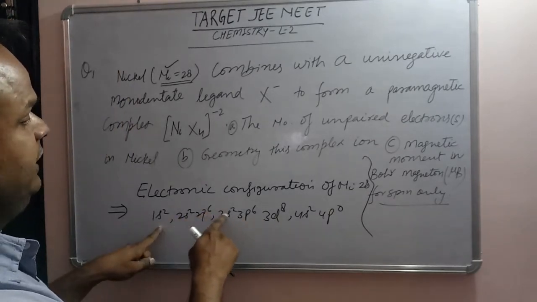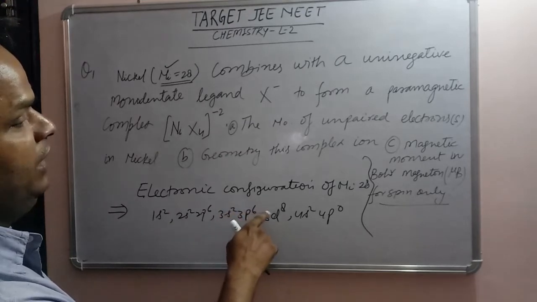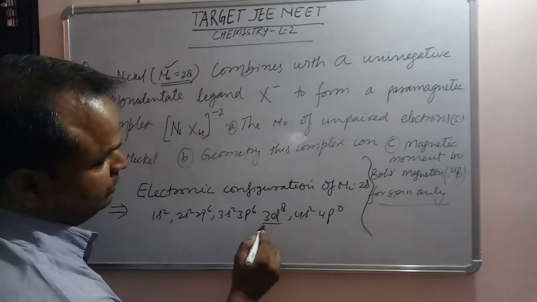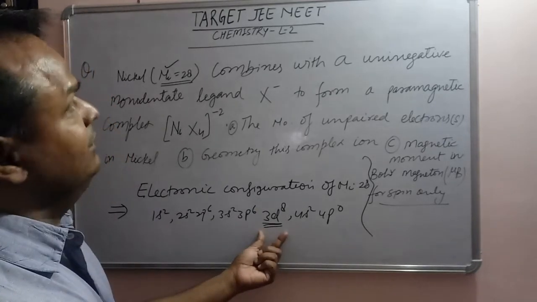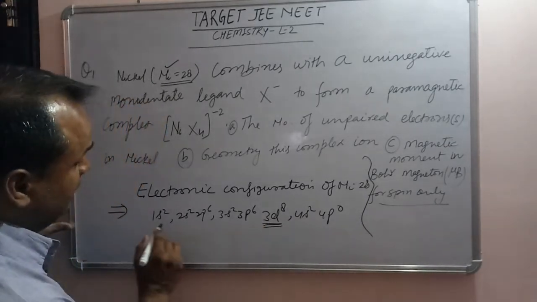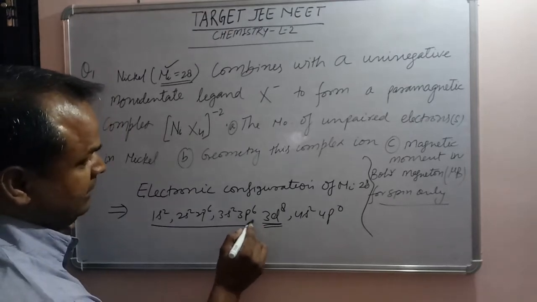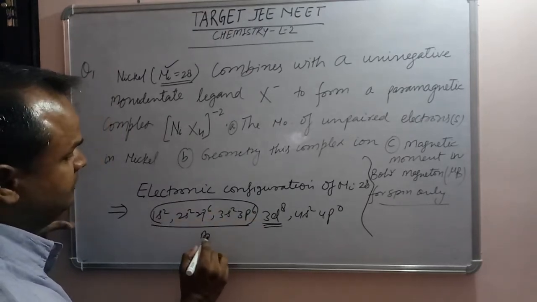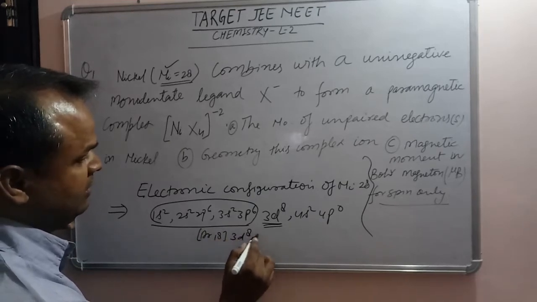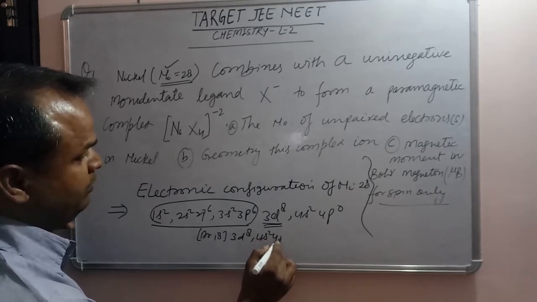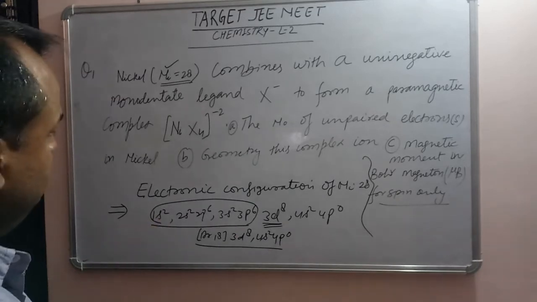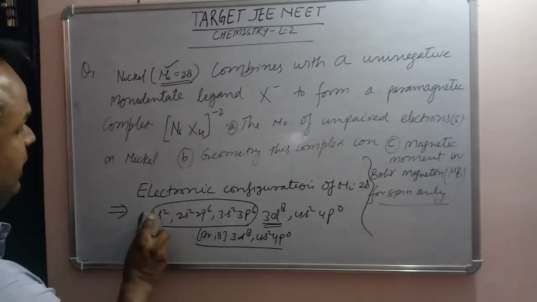2 plus 2 is 4, plus 6 is 10, 10 plus 2 is 12, plus 6 is 18, plus 2 is 20, plus 8 is 28, like this. So here you can see the last electron comes in the d orbital. That's why this is called a transition element. Okay. So now we can write in terms of inert gases: Ar, 3d8, 4s2, 4p0, like this.